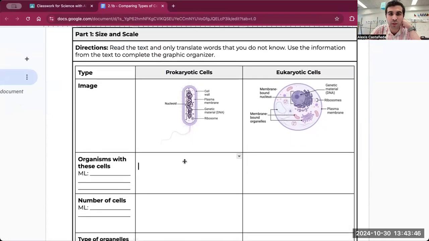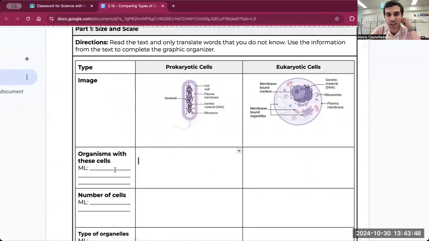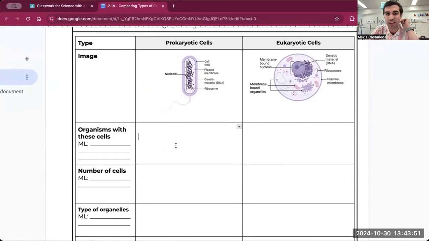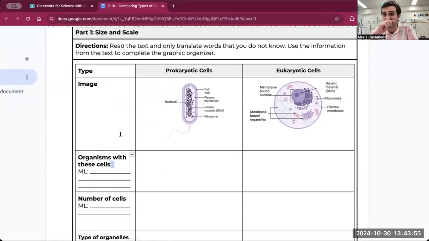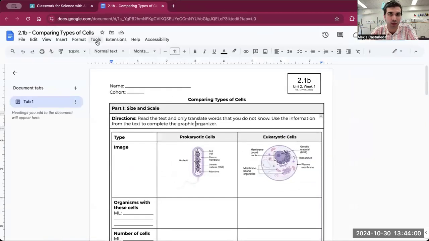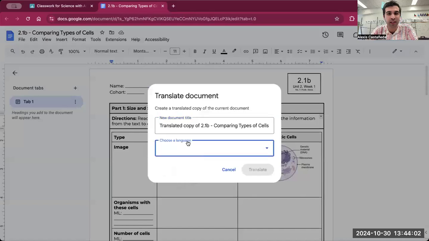So what we're going to do is fill out this information here. We're going to use the information from the reading and fill out this chart here. What I would recommend that you first do is, again, make sure that you read the text and translate the words you don't know. If you don't understand anything from the document, you're going to go to Tools, Translate Document, and click the language you want to translate into.